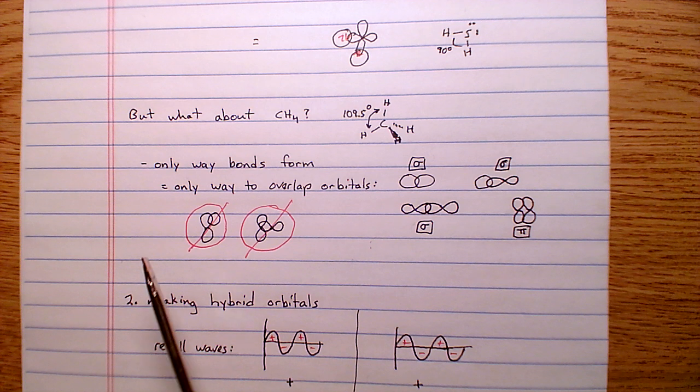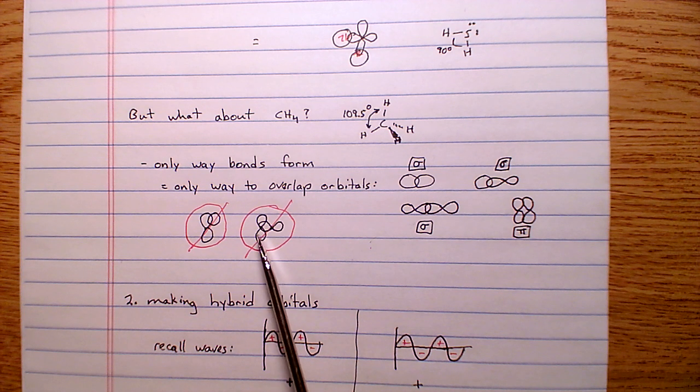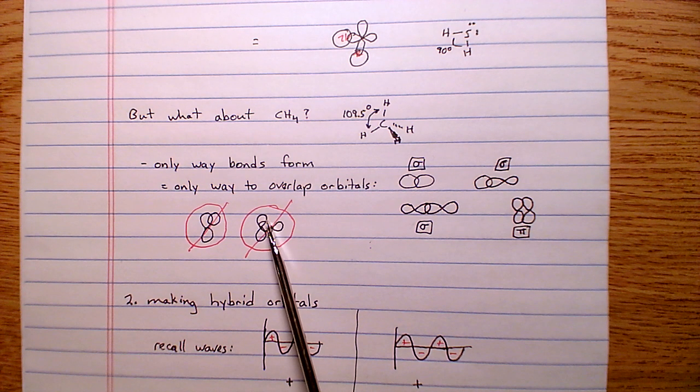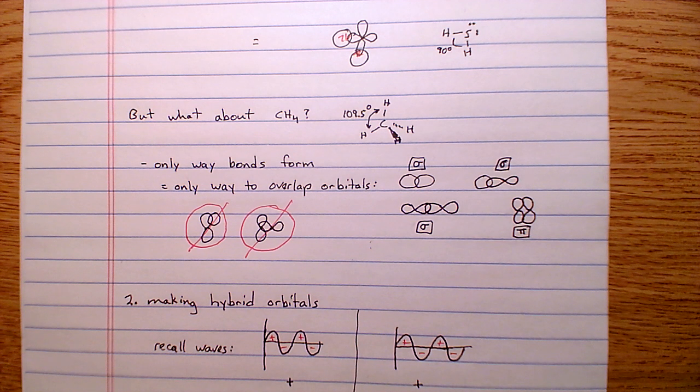Note, what if you took a p orbital like this and put an s orbital on the side of it like that? That doesn't work. That does not form a bond. Two p orbitals in this orientation, where one's here and the other is coming in this way, that is also not a bond. So these do not work for bonding. Only these types of interactions can work.